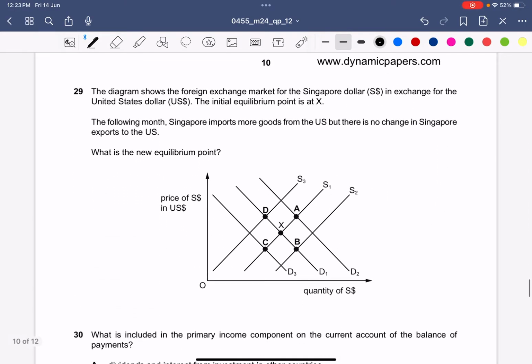Question 29. The diagram shows the foreign exchange market for Singapore dollar in exchange for the United States dollar. The initial equilibrium is at X. The following month, Singapore imports more goods from the US, but there's no change in Singapore exports to the US. This is a very long question, but the only key point you need to know is this one. Singapore imports more goods from the US only. You see this one is in Sing dollar, so quantity of Sing dollar. You need to notice this one.